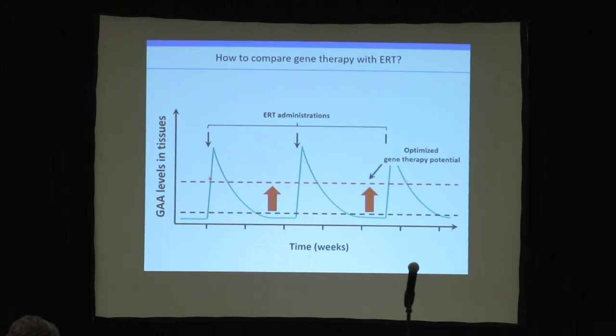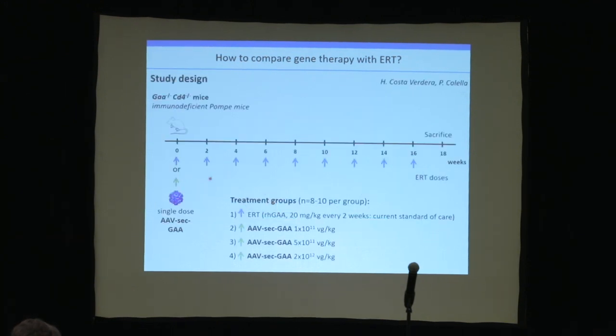What we know so far is that with our secretable GAA, we can improve the stable level of expression of GAA, but we still miss the comparison information. And to do that is not that easy, as Pim was saying, because the classical GAA knockout mice die after the administration of 3 ERT doses.